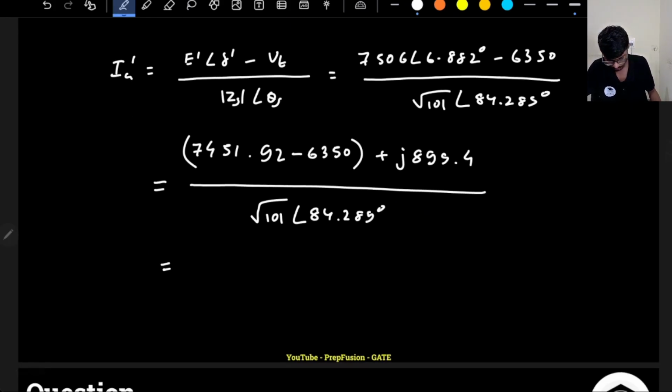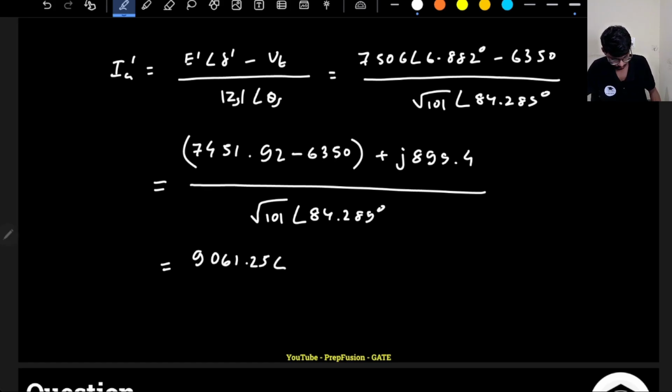So this will be equals to basically this whole, okay, let me not do this. 7451.92 minus 6350 whole square plus 899.4 whole square under root. So this is actually 9061 0.25 angle.